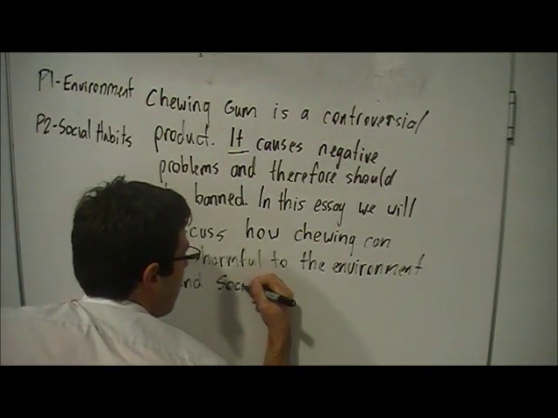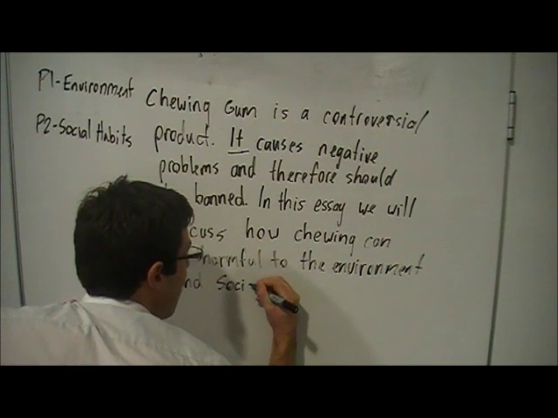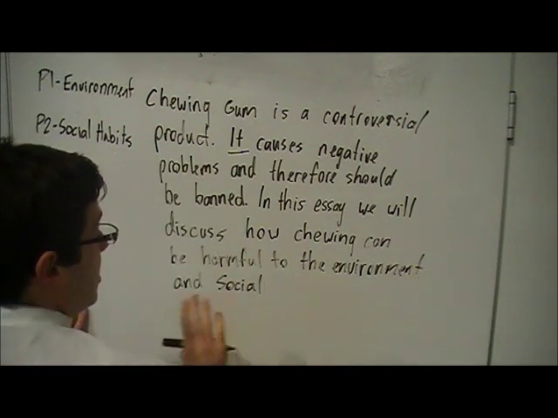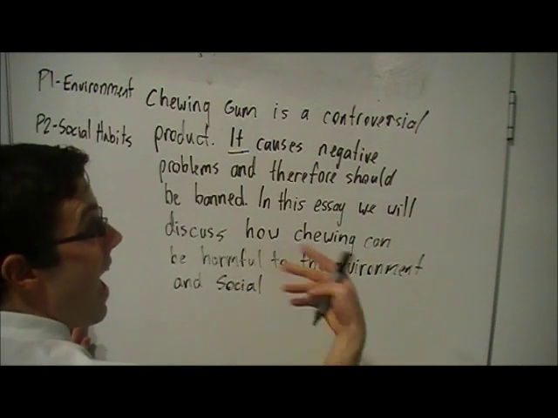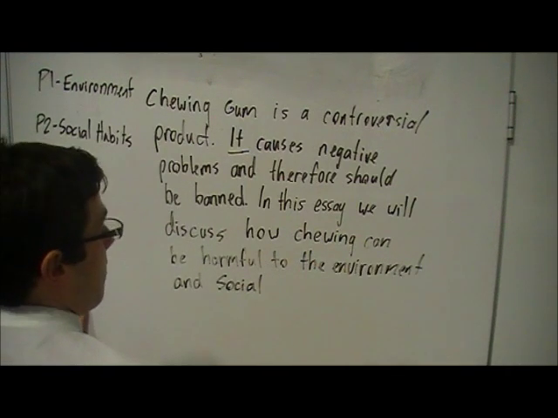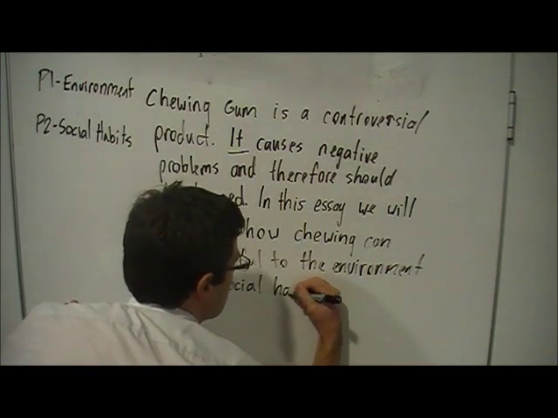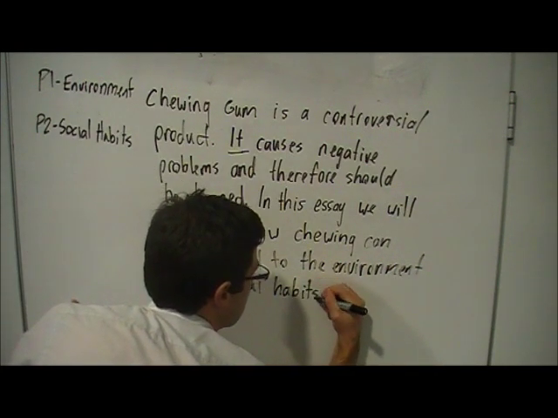Now, if I had a third paragraph here, that would be fine. I could just say the environment, comma, social habits, comma, and whatever that third paragraph was. But because there's only 2 paragraphs here, it's okay that I've just set it out like this.